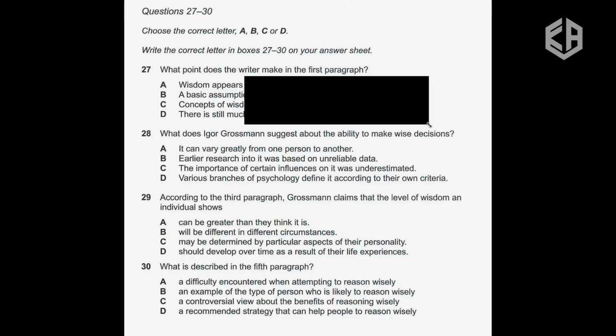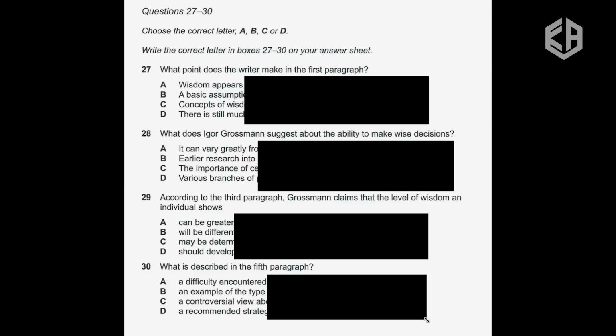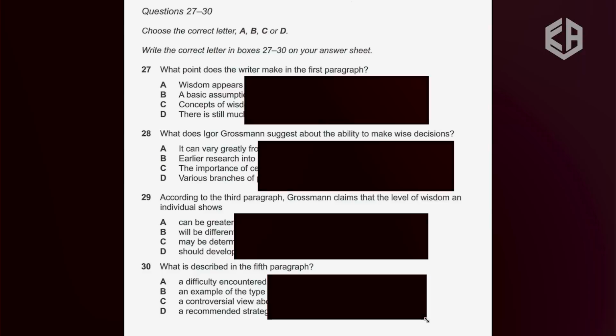I'm going to hide the second half of each option. If you look at the beginning of each option, you see that there is a bit of a hint for you. We have the same situation for the others. Wisdom, a basic assumption, concepts of wisdom, there is still much. If you see, these can really help you prepare yourself for what you're about to read. And sometimes these will help you cross out options that are not really what you're looking for.